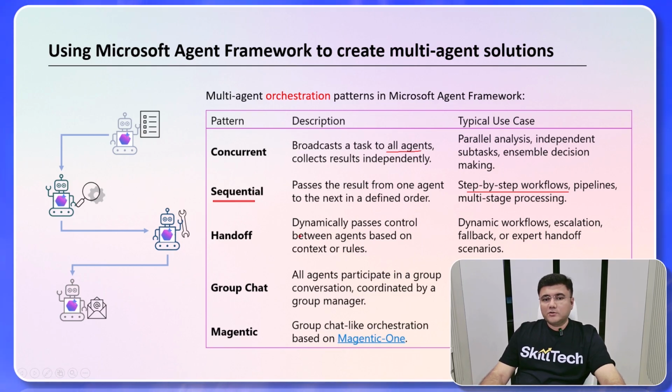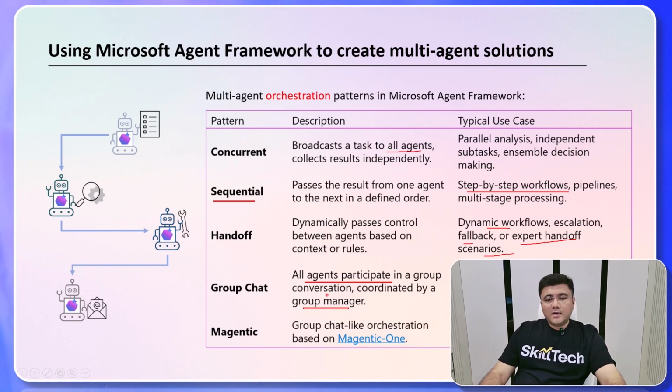Handoff and group chat are both available here. Handoff is going to dynamically pass control between agents based on the context or rules, with dynamic workflow execution, escalation, fallback, and expert handoff scenarios, with the human also involved. And in group chat, all the agents are going to participate in the group conversation coordinated by a group manager. That group manager takes care of both the input and the result. It is perfect for brainstorming, collaborative problem solving, or consensus building.